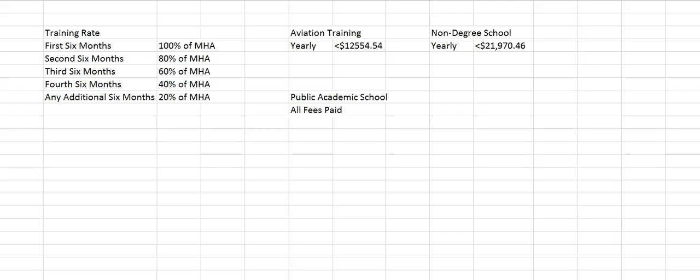Aviation training in a civilian school is covered yearly with spending no more than $12,554.54. A non-degree school would be supported yearly anywhere less than or equal to $21,970.46. Any public academic school where one would live at the school and attend classes full time would be paid in full by the GI Bill, post 9/11 GI Bill.